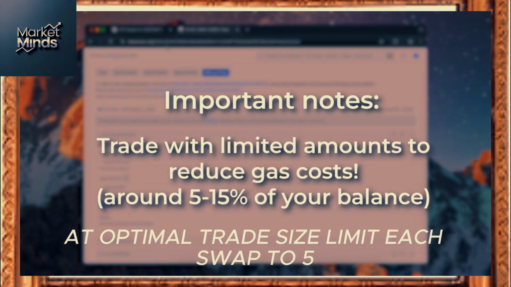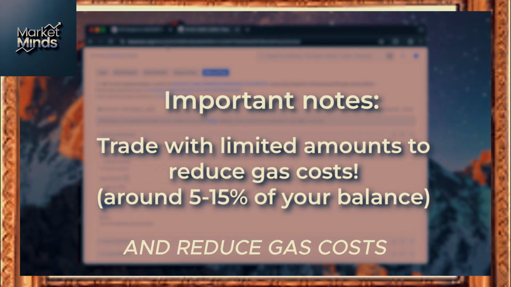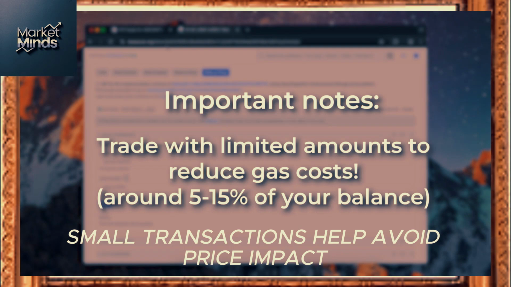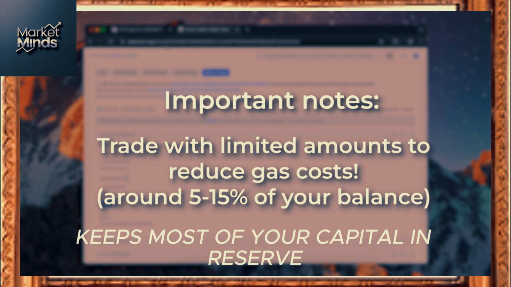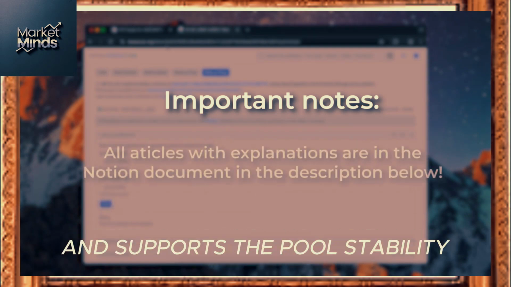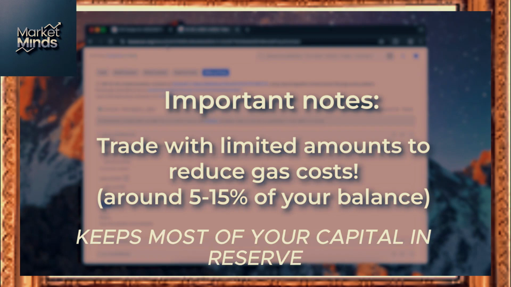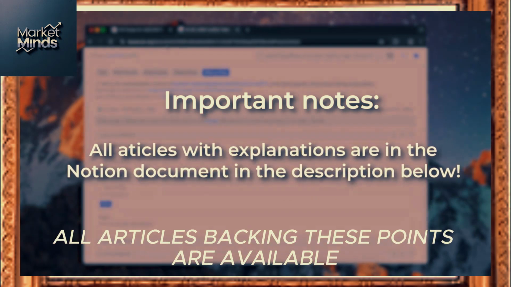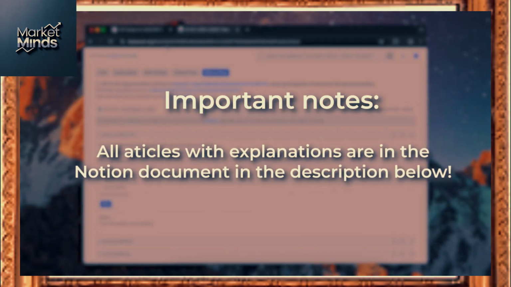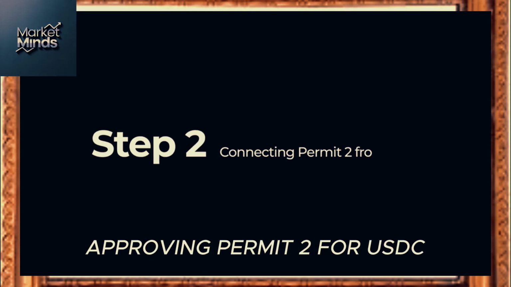Limit each swap to 15% of your balance. Small transactions help avoid price impact and reduce gas costs. This ensures the most accurate execution price, keeps most of your capital in reserve, and supports the pool's stability. All articles backing these points are available in the Notion linked in the comments.